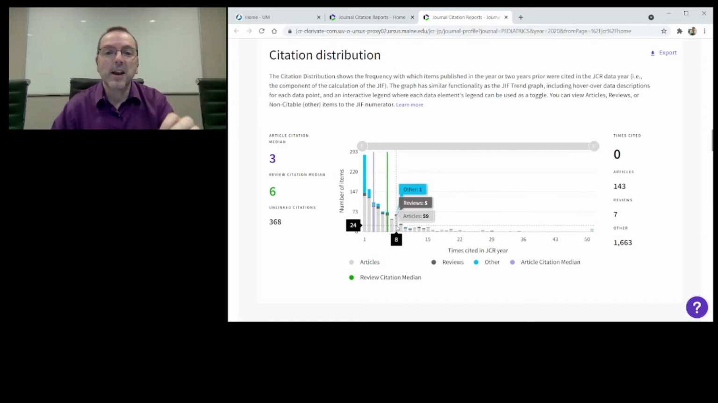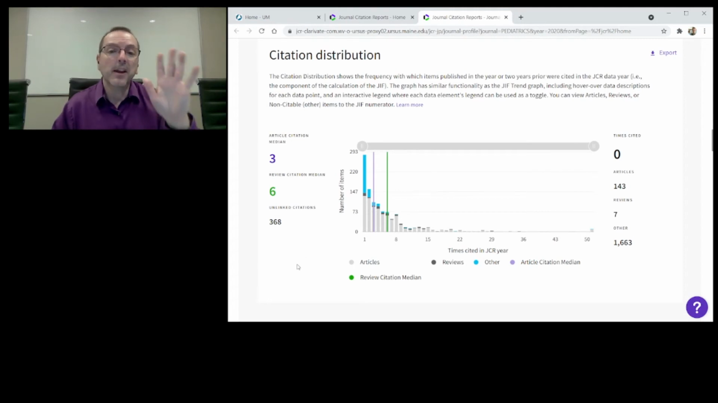And we see that there were 59 plus 5 plus 1, so there's 65 items that were published by Pediatrics in 2018, 2019, that were cited exactly 8 times. And of those items that were cited exactly 8 times, 59 of them were articles, your research articles. 5 of them were review articles. And 1 of them was something else, but they were all cited exactly 8 times.